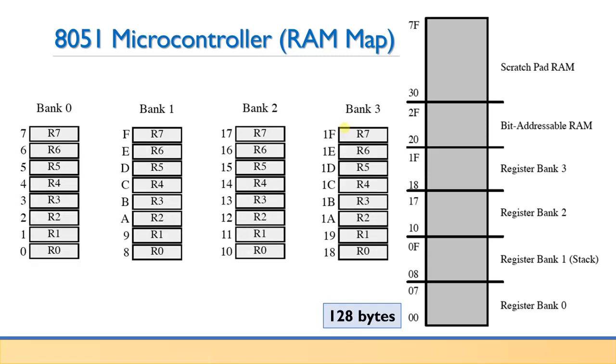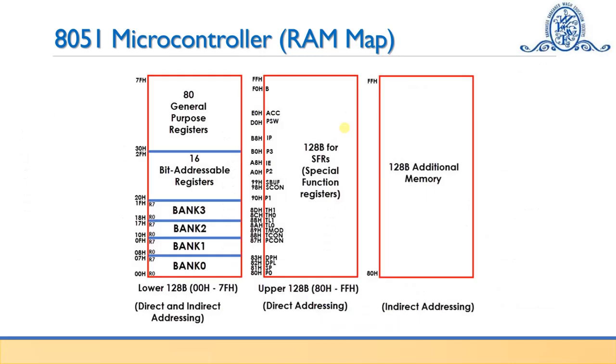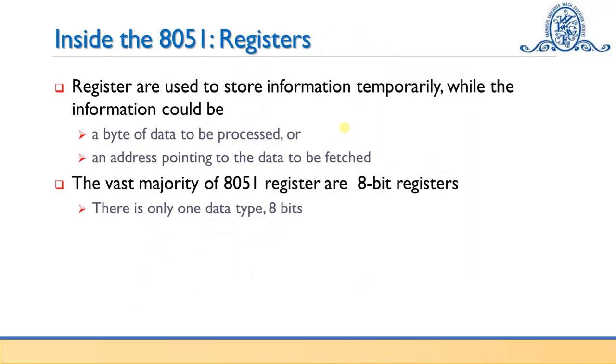As I said, there are four register banks, each of 8 bytes. So bank 0, bank 1, bank 2 and bank 3, and these are the starting and the end addresses. The same diagram is shown here. Bank 0, 1, 2, 3, 16 bytes of bit addressable registers, and then 80 general purpose registers. So this is the chart of the RAM for 8051.